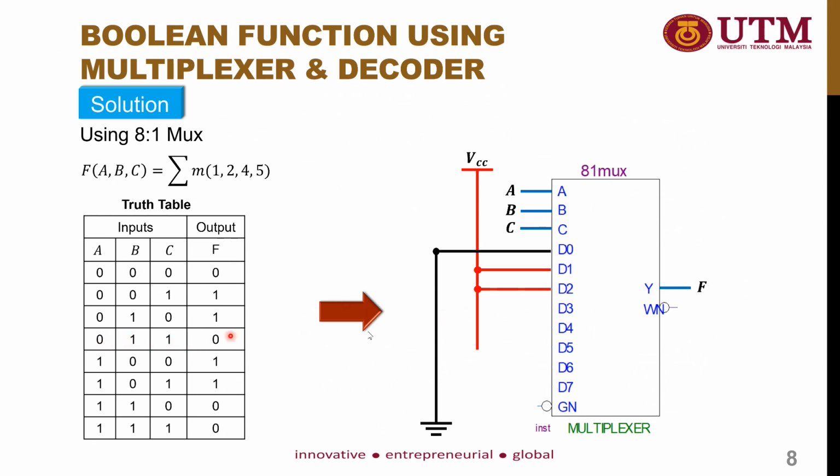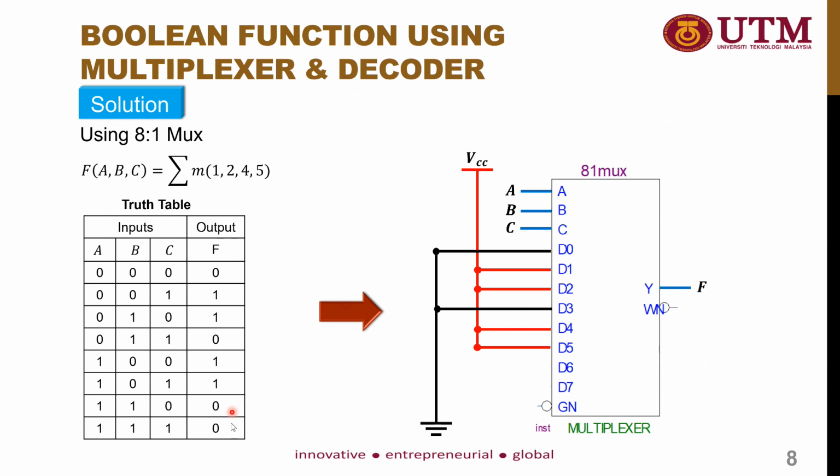Next is 0, 1, 1, which represents D3. The output here is 0, so D3 will be connected to the ground. And next, 1, 0, 0, which represents D4. So 1, 0, 0 represents 1, so it needs to be connected to the VCC. Next is D5. D5 is represented by 1, 0, 1. The output here is 1, so D5 will be connected to the VCC.